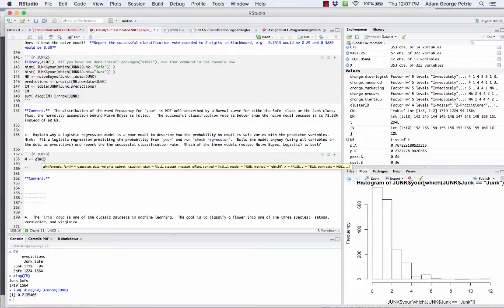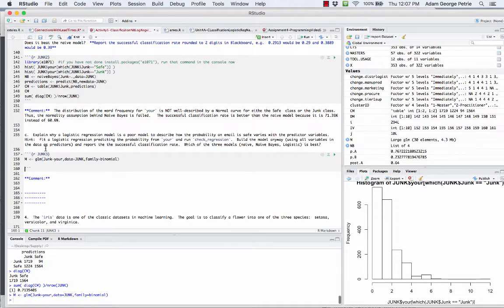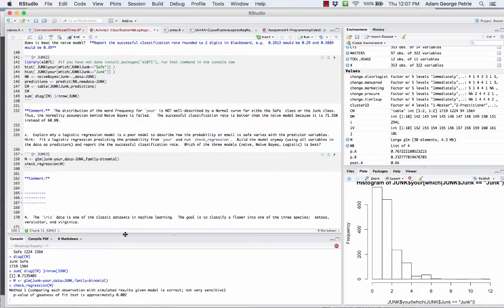We'll invoke the command glm. The formula we want to be using is junk twiddle your, because we're predicting junk just from your. That lives inside the junk data frame. And to make it do logistic regression, we have to add in that argument family equals binomial. All right, so we fit the model. Let's run check regression to see if this model is okay.